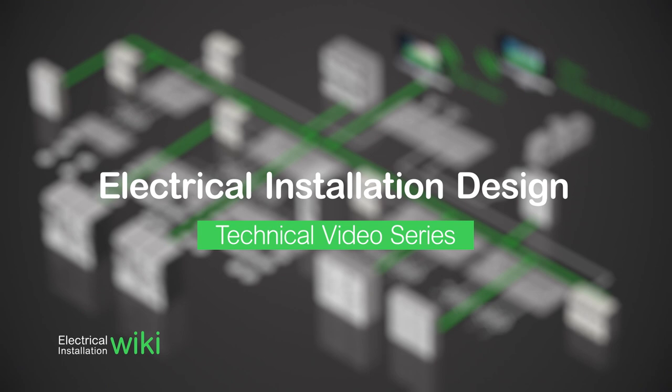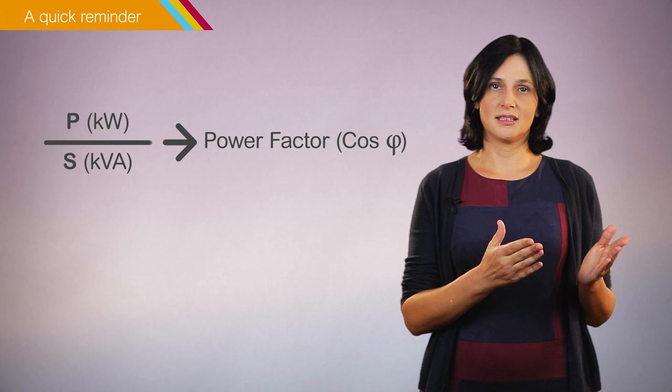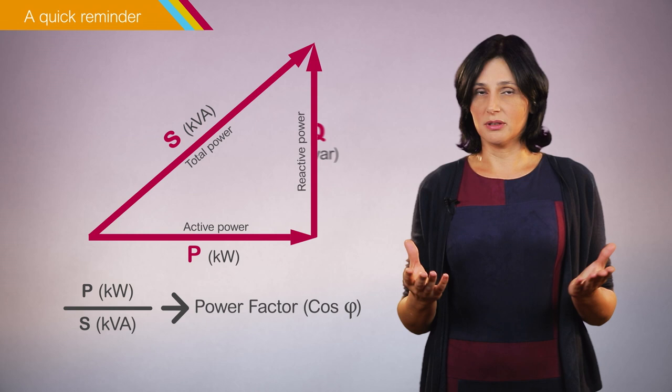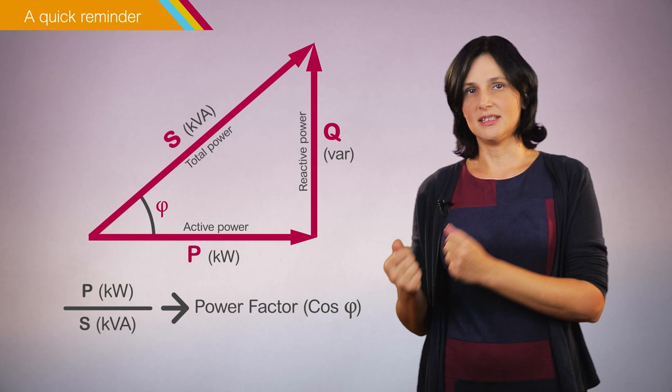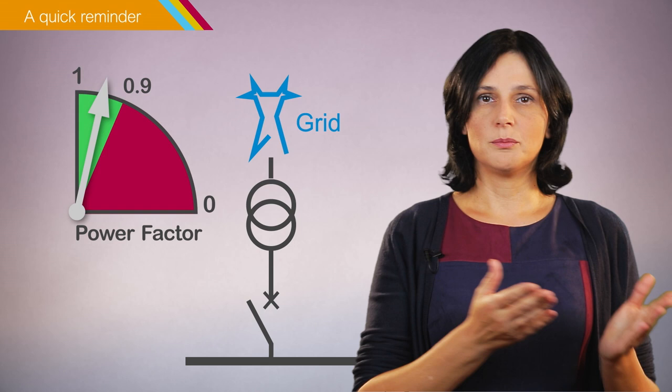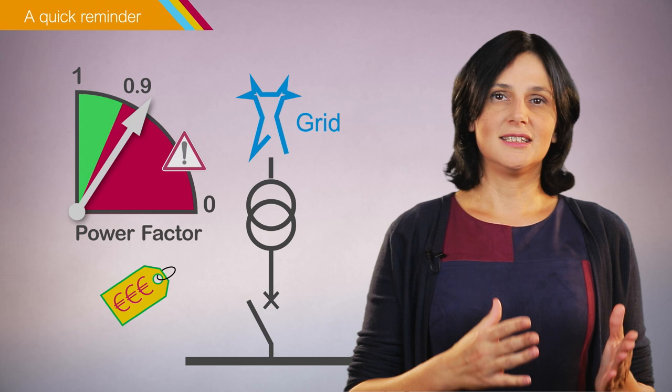First, a quick reminder. The power factor is the ratio between the active power P expressed in kilowatts and the total power S expressed in kVA. The total power, therefore, includes the active power as well as the reactive power consumed by loads such as motors, transformers, and some lighting systems. Energy providers require a power factor higher than a set threshold, such as 0.9 or 0.95, at the point of connection to the network. Below this threshold, penalties are billed to the end user.